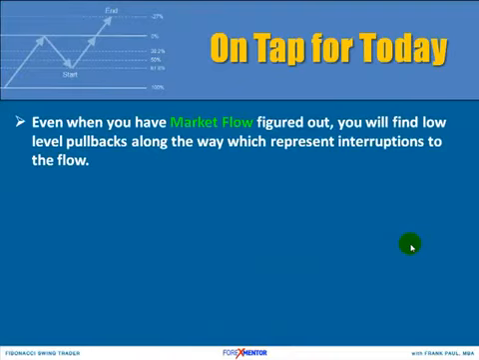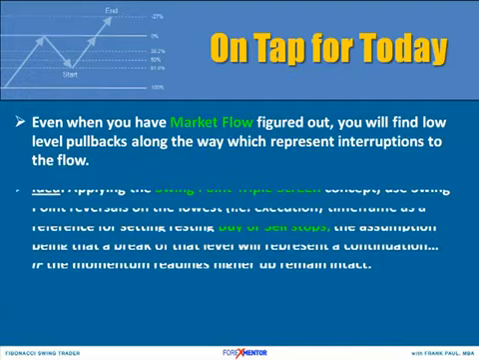As was the case last week, the scenario is as follows. Where you have market flow figured out, you will nevertheless find low-level pullbacks along the way which represent interruptions to that market flow or trend reading. Right? And that's a good thing because we can't sell the rallies in the downtrend or buy the dips in the uptrend if we don't have rallies in the downtrend or dips in the uptrend. If it was just a perfect linear line, well, I suppose that would be even easier because then we wouldn't have to worry about well-timed entries, but you get the idea. We need those disruptions to give us the opportunity to buy and sell retracements as appropriate.